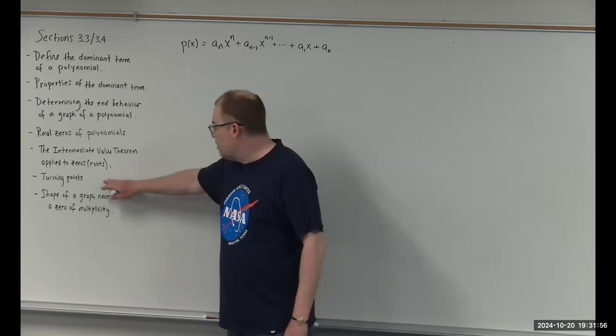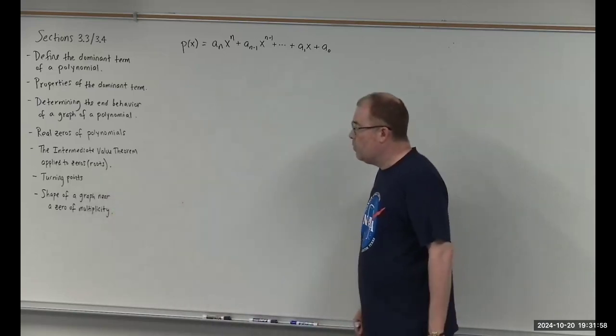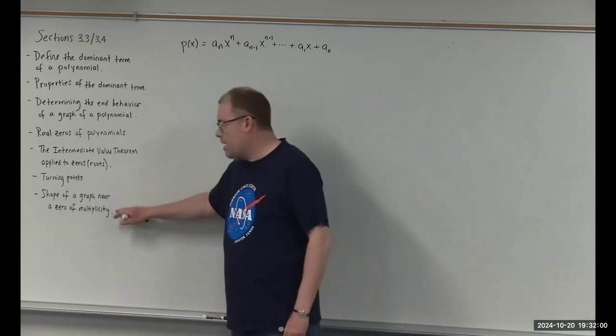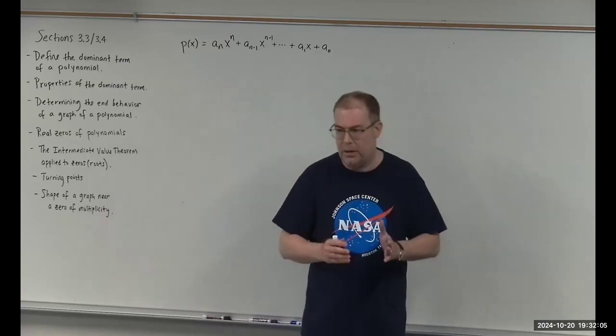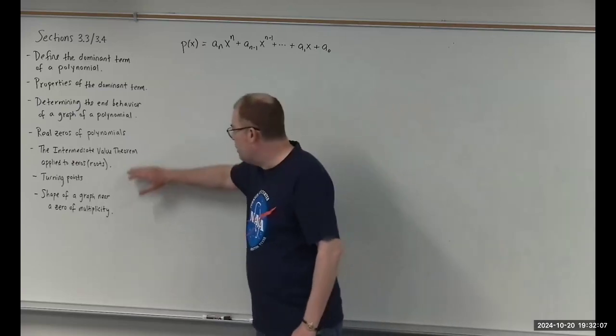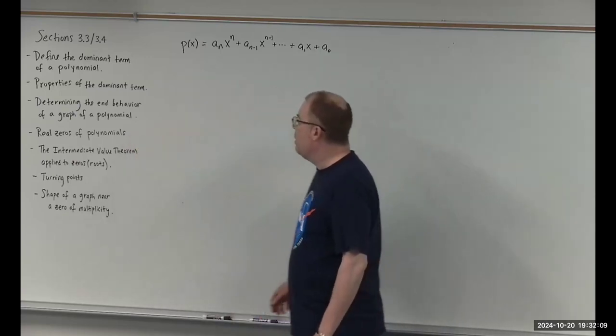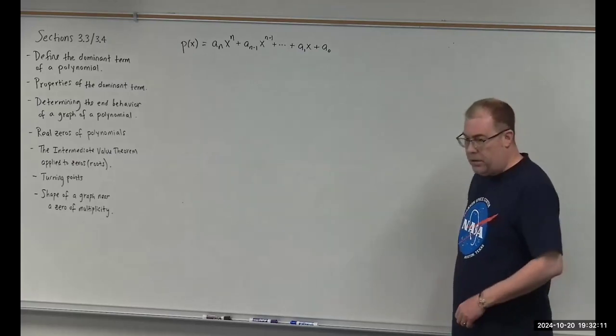Okay, and then we'll talk about turning points. And then we'll look at the shape of a graph near a zero of multiplicity. Again, zero means the root, so we'll be talking about roots here. All right, so let's get started.